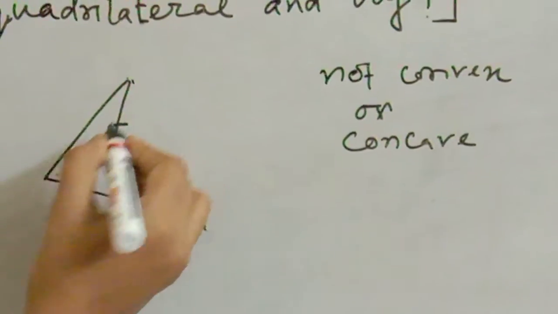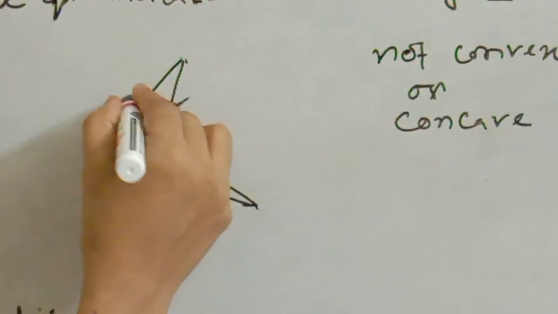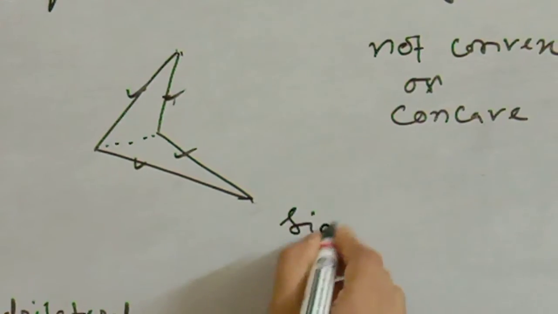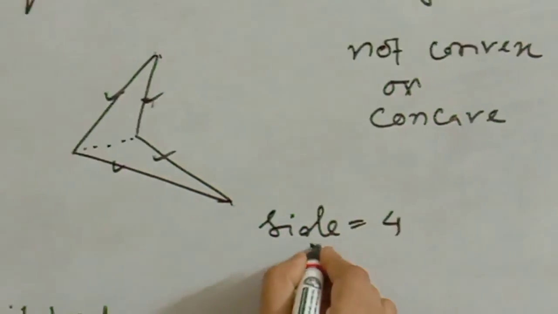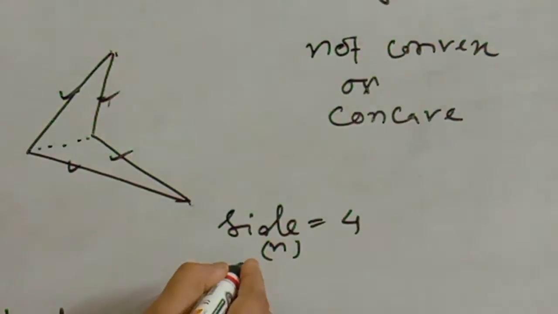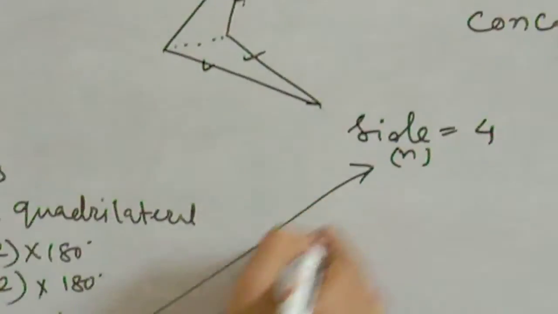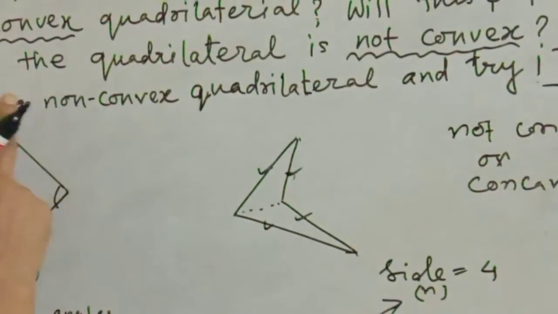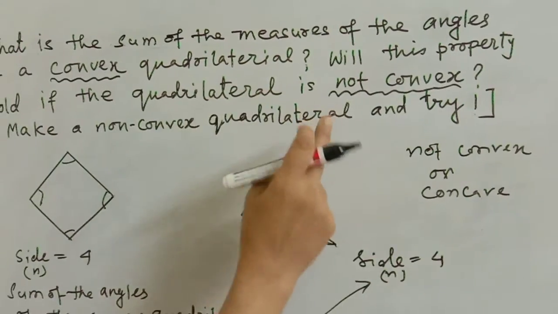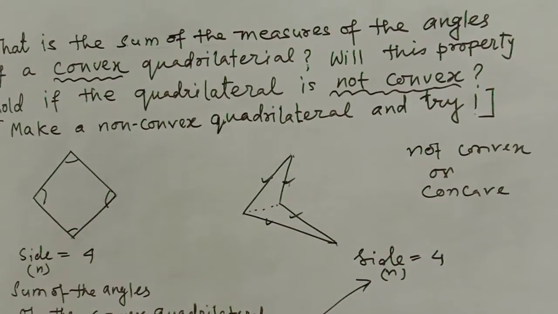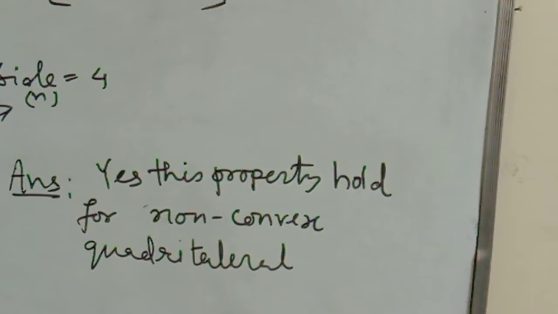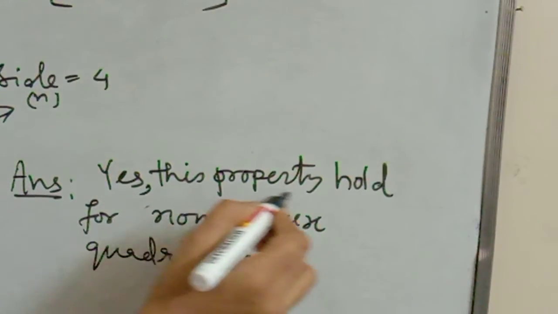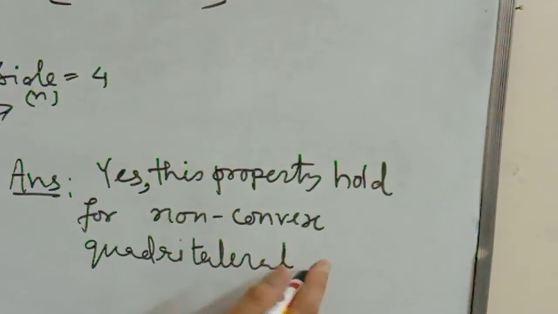Why not? Because the sides, we can see, are 1, 2, 3 and 4. So n is here also 4. The sum will be 360 degrees, whether it is convex or concave, no matter. So thus it will be applicable. Will this property hold if the quadrilateral is non-convex? Then the answer you have to write: yes, we can say that this property holds for a non-convex quadrilateral.